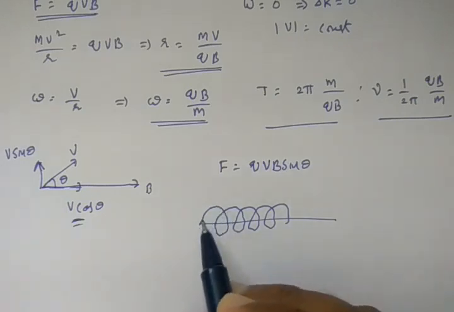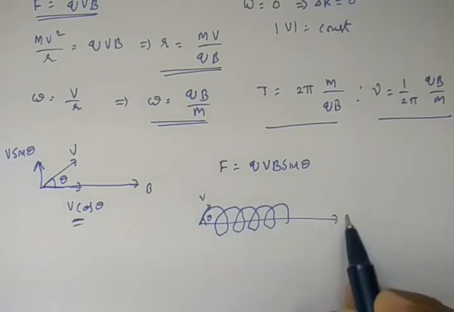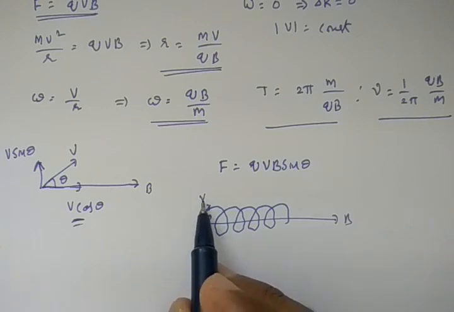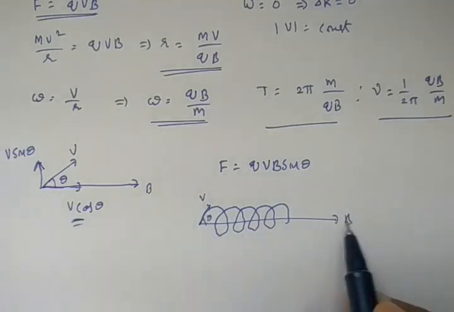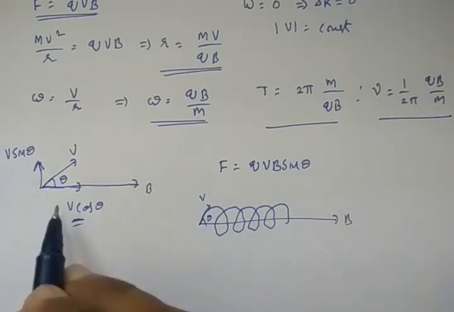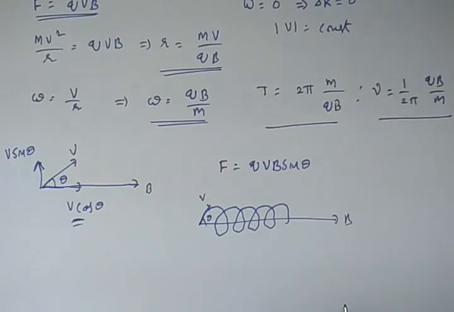You are projecting in this direction with some velocity, let's say v, and that makes an angle theta with your B direction. A component of this, that is v sine theta, is perpendicular to B, which makes the particle go in a circular path, and the horizontal component v cosine theta is acting along the B direction. There will be no force along this axis. So because of that, the particle will also go in the forward direction. The combined effect will be a helical form.